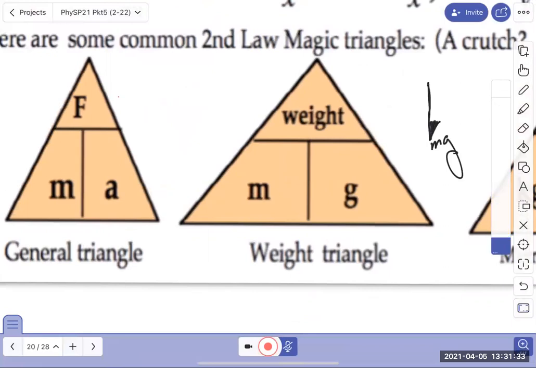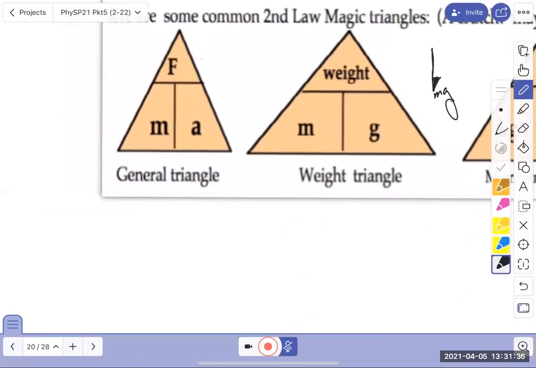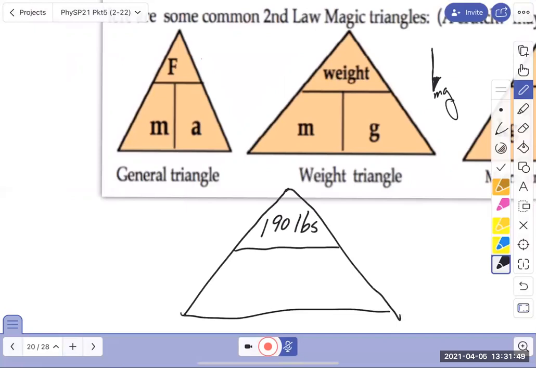Now, my weight is 190 pounds. So let's go 190 pounds, and then you come up with my mass. What is my mass? Using the magic triangle, what is my mass? You can type it in the chat or you can shout it out when you've got it. What's my mass?